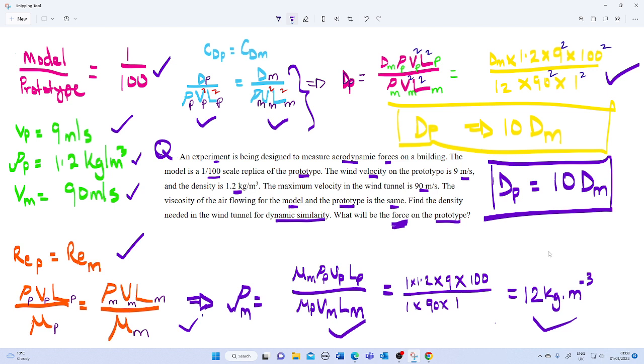From there, we can slot in all our calculated values and the given parameters. Therefore, the drag force acting on the prototype equals 10 multiplied by the drag force on the model. So our DP equals 10 times DM calculated.